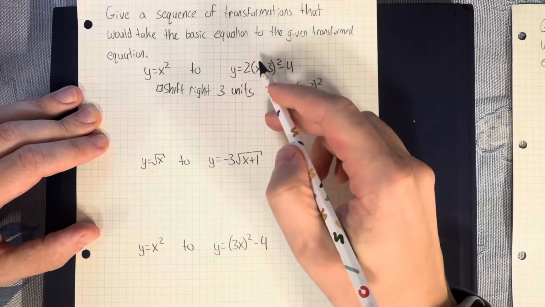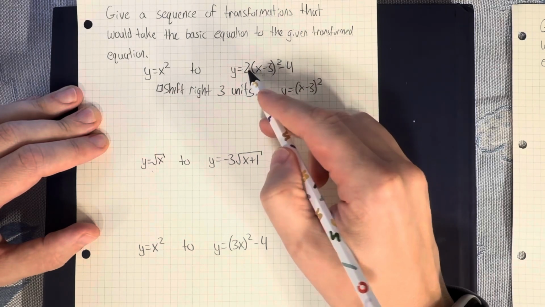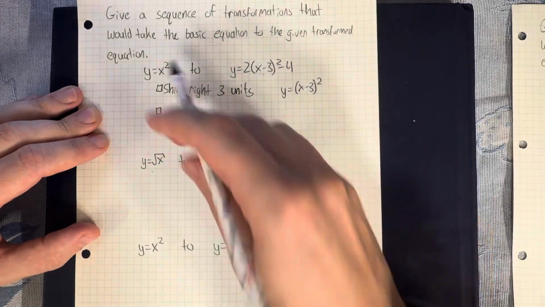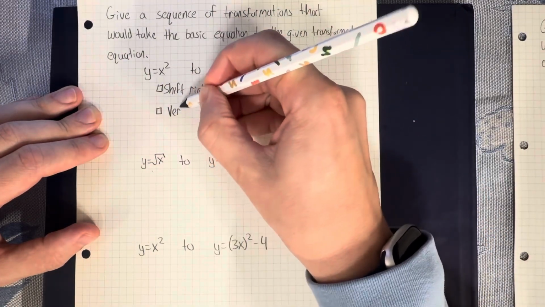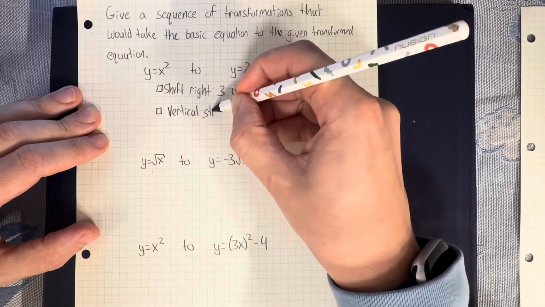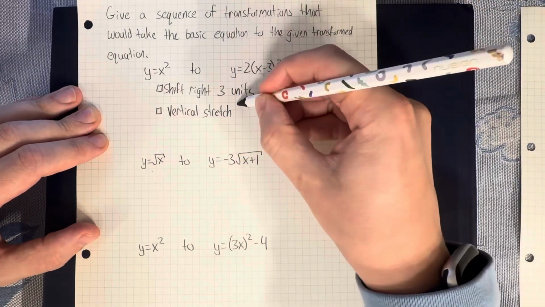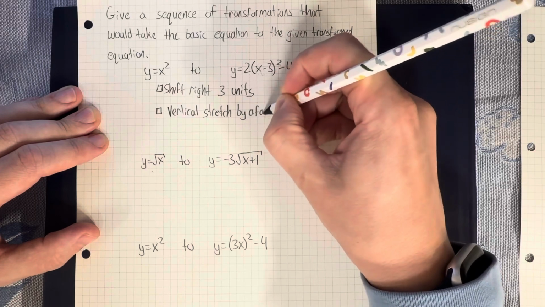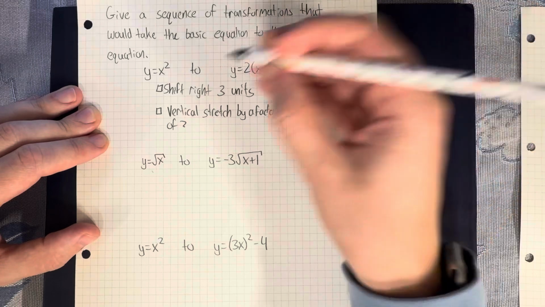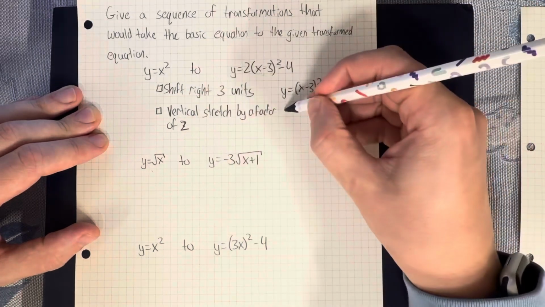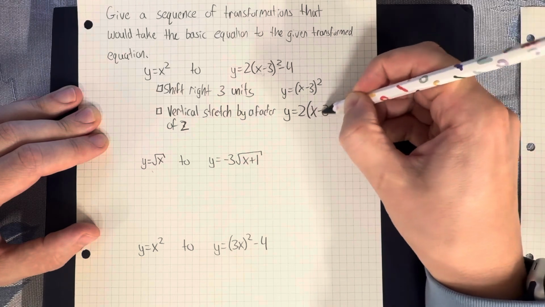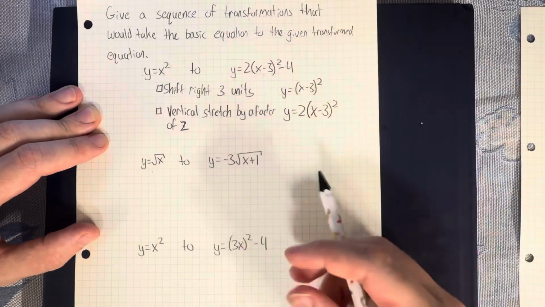Okay, move outward. What's the next closest thing to the x? The 2. Multiplying by 2, the whole thing gets multiplied by 2. That means it's going to be a vertical movement. It's affecting the whole equation. Vertical stretch by a factor of 2, because very simply we're multiplying the whole thing by 2, not just the x.